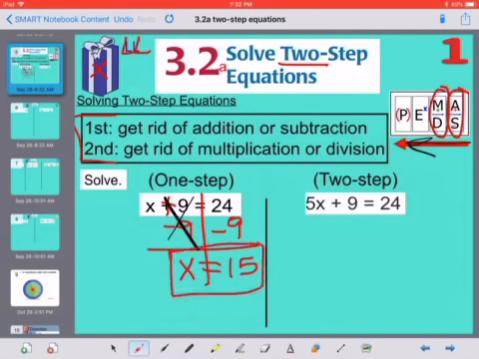If you're not sure if you did this correctly, you can always plug in x back up there. We can plug in 15 plus 9 and see if that equals 24, which it should.